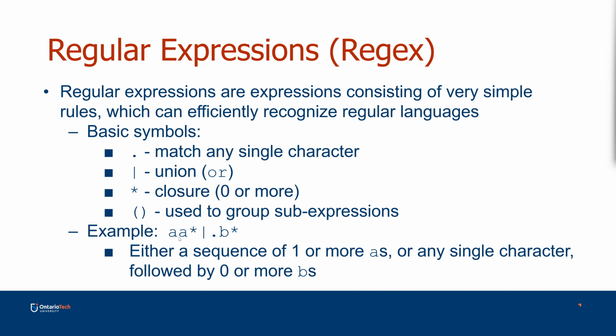Here's another example. So you can see we've got A star, bar, dot, B star. So it's got most of the symbols. It's got 3 out of 4 of the symbols. And what this means is a sequence of 1 or more A's or a single character followed by 0 or more B's. So let's go through that piece by piece, because as I said, if you look at it in small bits, it's understandable, but looking at a full regular expression can sometimes be a little bit overwhelming.